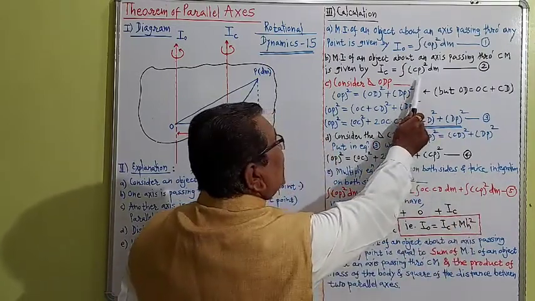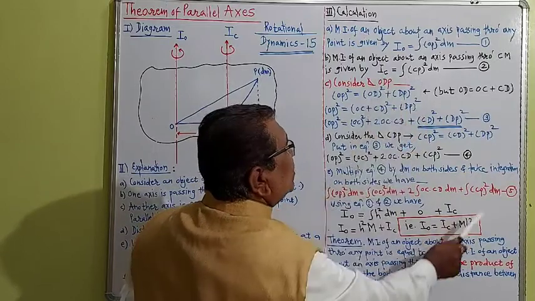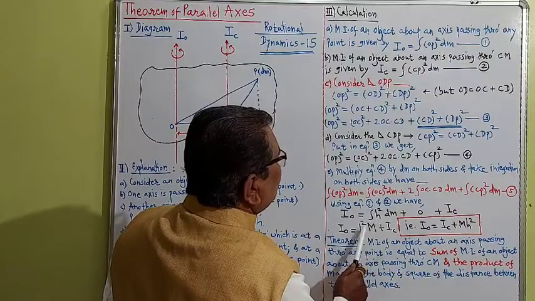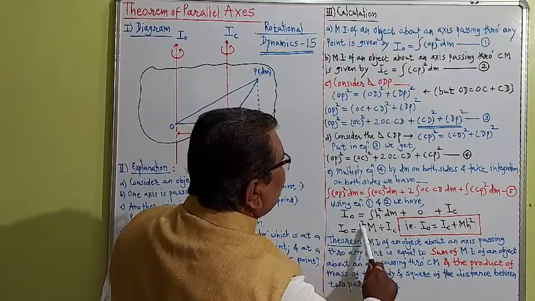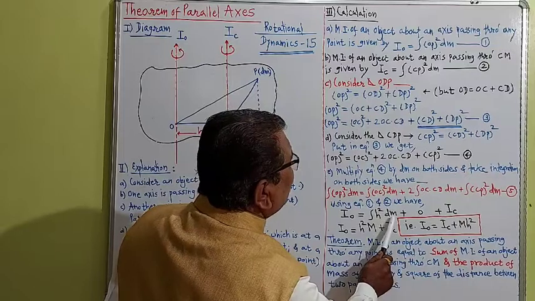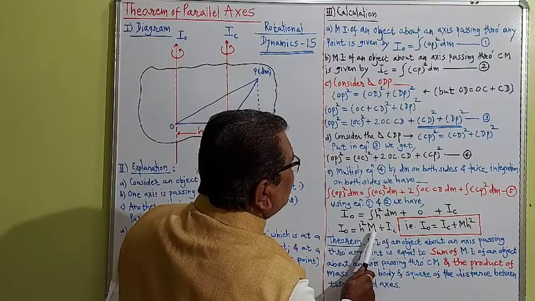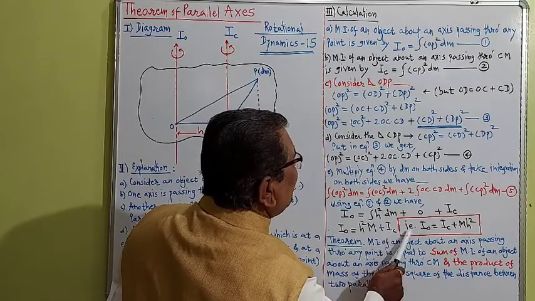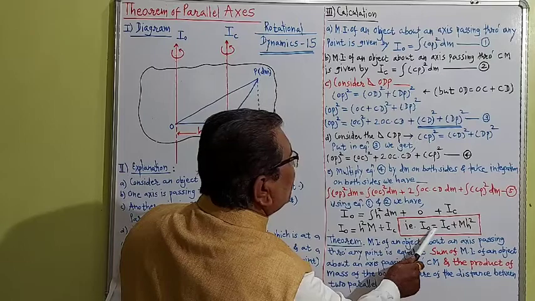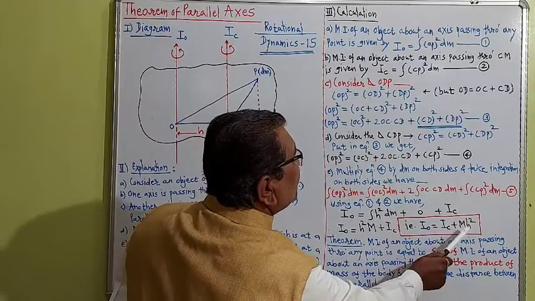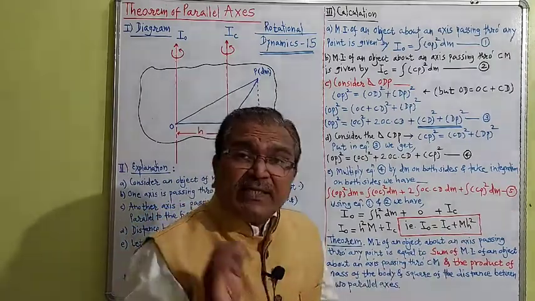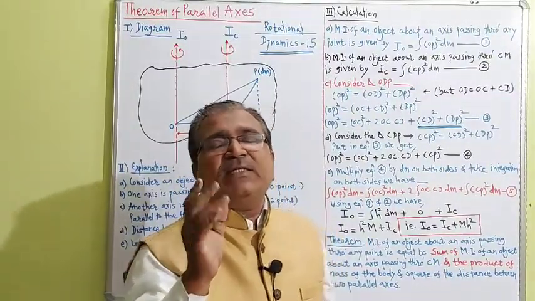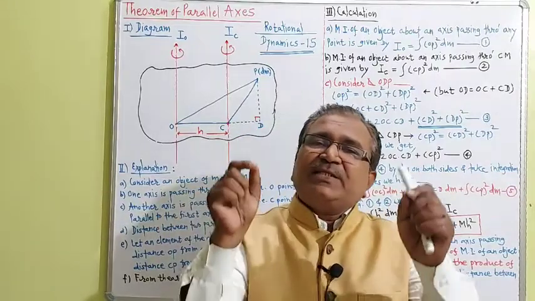See here, integration of CP square into dm is equal to Ic. Then we get IO is equal to H square, which is constant, taken outside the integration. What is the integration of dm? Integration of dm is equal to capital M, plus this Ic I have written here. That is, IO is equal to Ic plus MH square. That is the heart of this theorem of parallel axis. IO is equal to IC plus MH square.